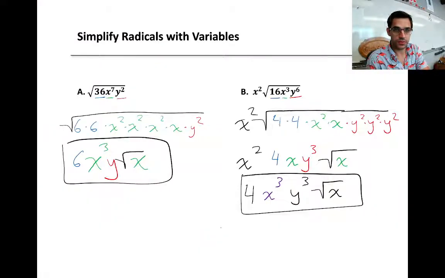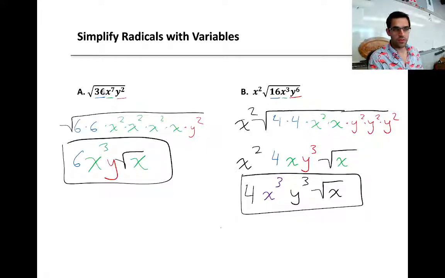Straight into examples. Example A is the square root of 36x to the power of 7, y to the power of 2. When we say simplify, we're saying let's make the radicand, the thing inside the radical, as small as possible. Or to say that a different way, we're trying to pull as much value out of the radical symbol as possible. And we're going to do that by finding perfect squares.